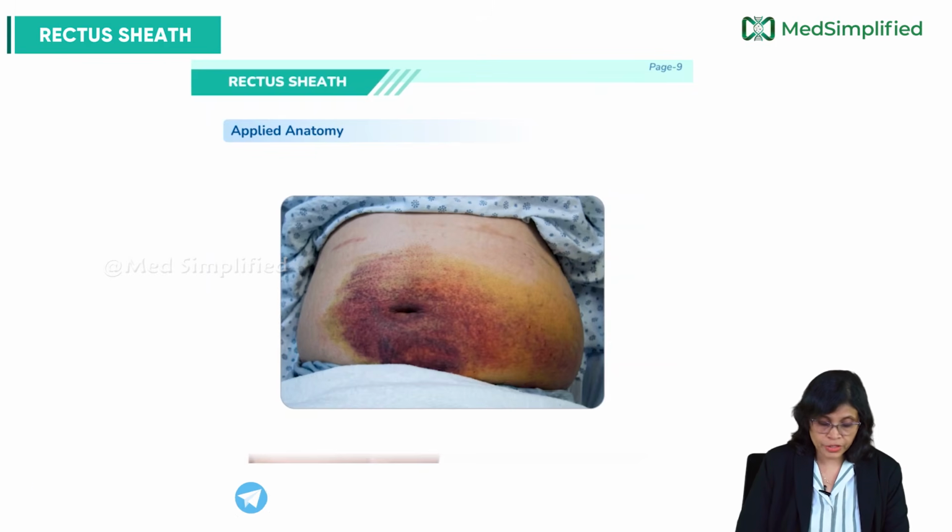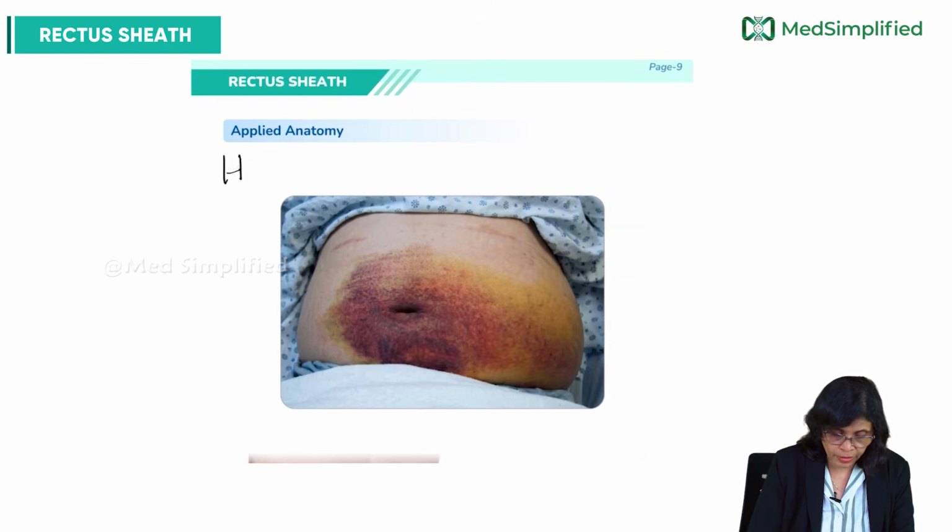One more condition which we see in this region is the hematoma of rectus sheath.